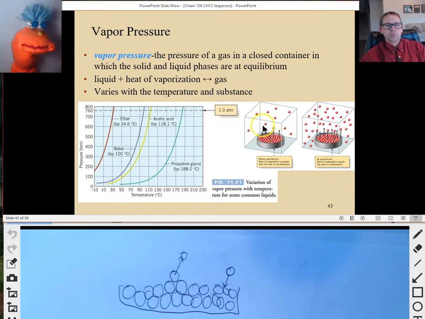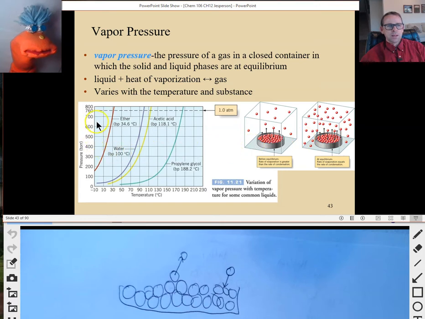Now, would you get a higher pressure inside a container if there were more molecules, or would you get a higher pressure if there were fewer molecules? More molecules, right? Because they would be hitting the walls and making a higher pressure? That's right. So more molecules means higher pressure, and you get more molecules when you have weaker intermolecular forces.